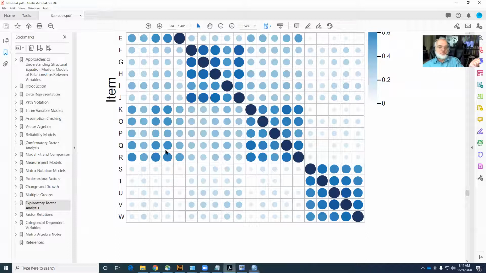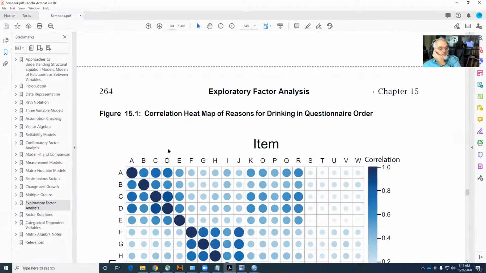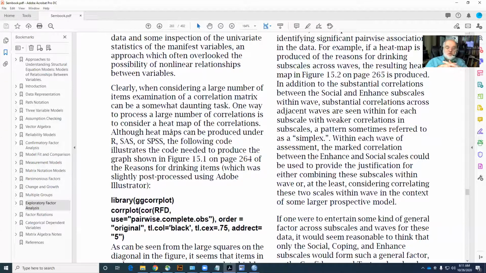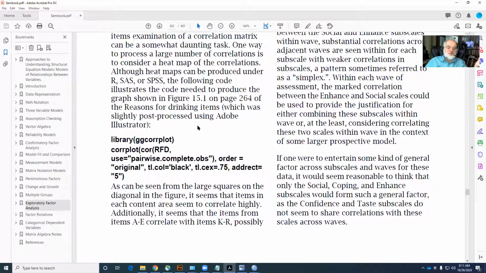If we return to where we were last time, heat maps are one way for you to understand where the correlations are in your data. Now, as I mentioned before, if you're hiring an expert to come in and do exploratory factor analysis, very frequently they're thinking about the patterns of correlations.